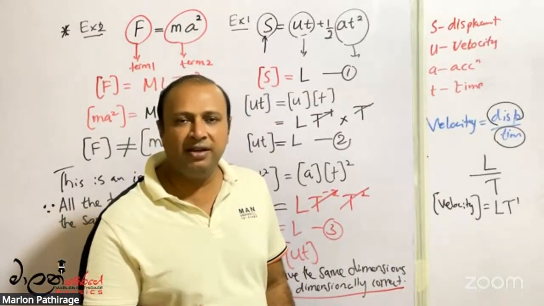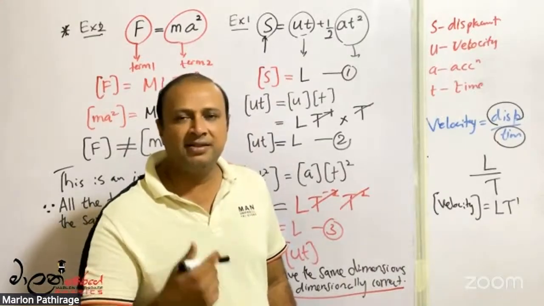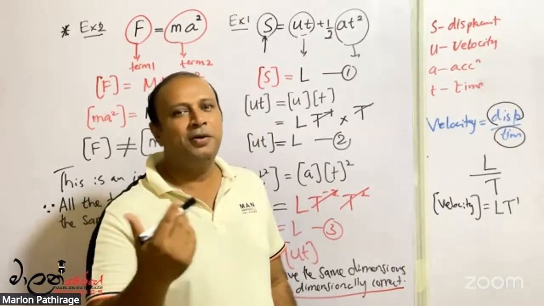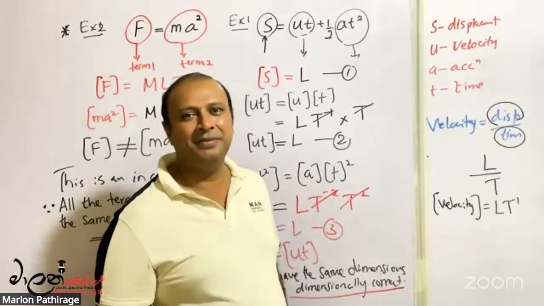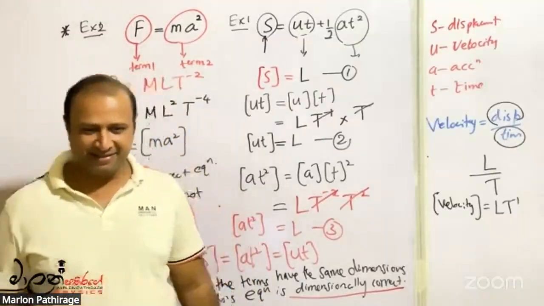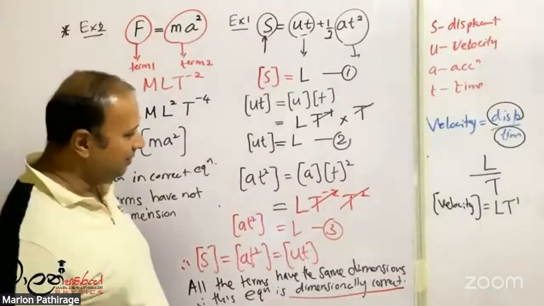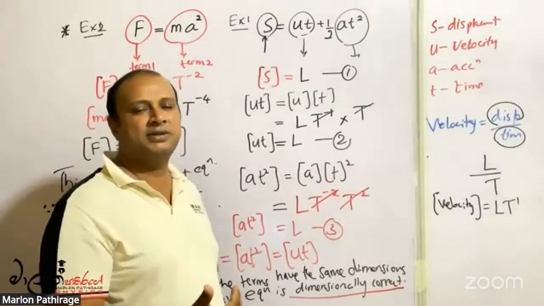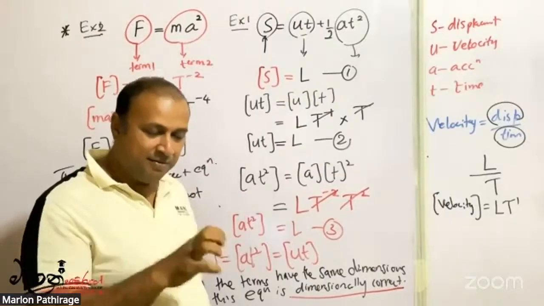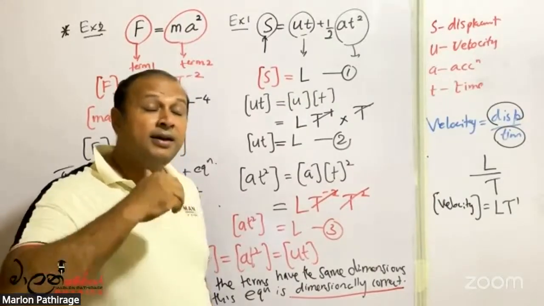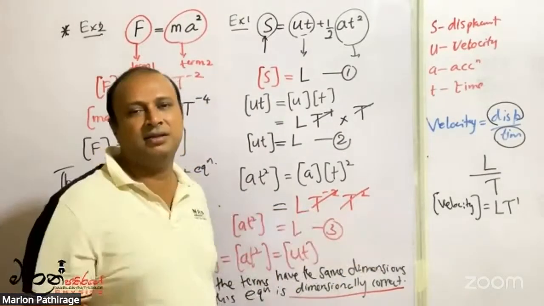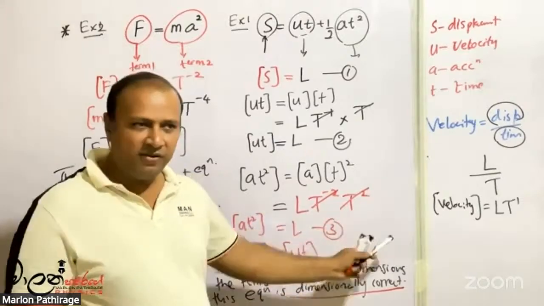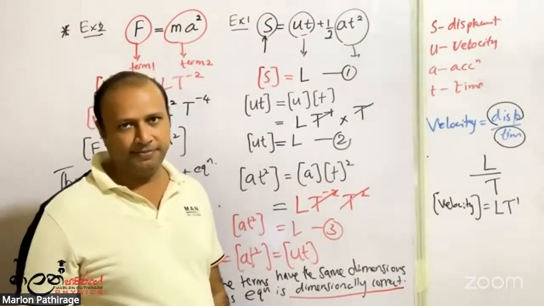I don't know whether the length is a displacement or a distance. I can say this is equal to length over time only. Is that clear? Yes, sir. Therefore, dimension means a symbolic representation of a relationship between a certain physical quantity and the basic physical quantities.